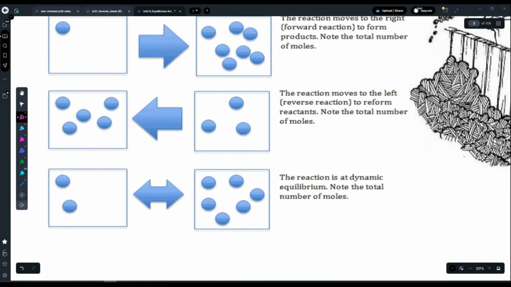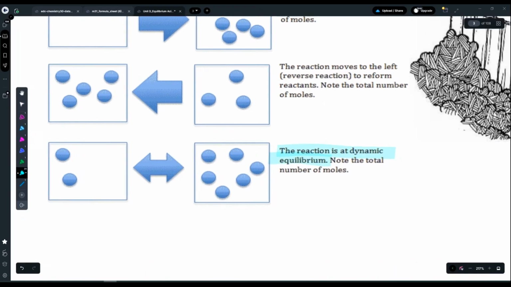Okay, and as these forward and reverse reactions eventually reach the same rate, so what I mean by that is the forward rate of reaction is equal to the reverse rate of reaction, that establishes something called dynamic equilibrium.